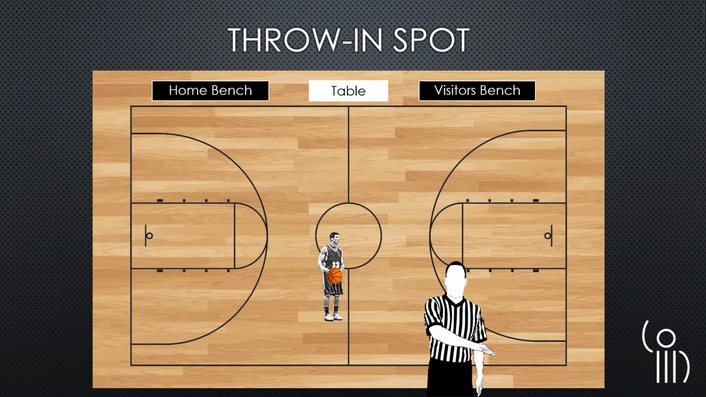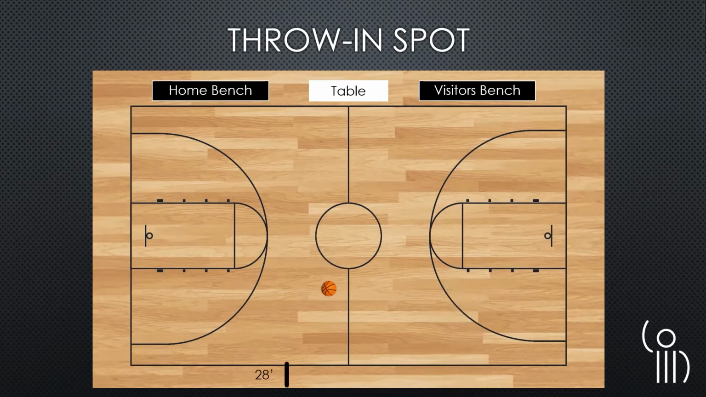So if the offense is going to get the ball, are they going to be in their front court or their back court? Their front court. And if there's a throw-in in the front court, where does a throw-in go? 28-foot mark. Okay, so on a backcourt violation, as long as that ball is touched above the 3-point line, it's always going to go to the 28-foot mark.